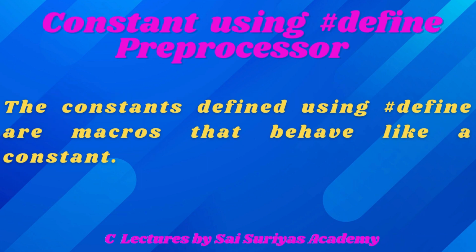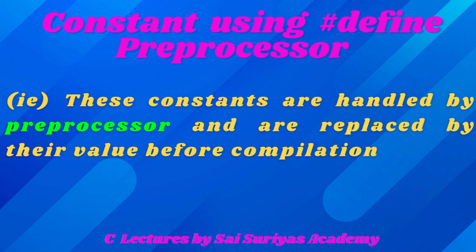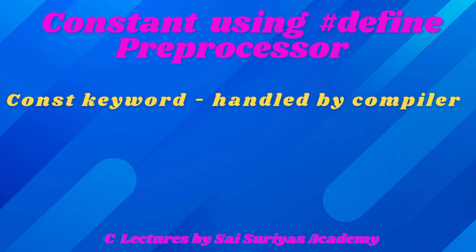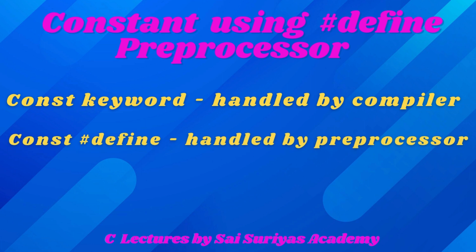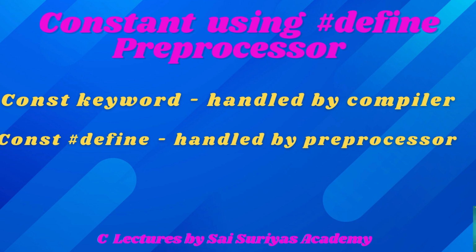Then constants can be defined using the hash define preprocessor. This is one more type. The constants defined using hash define, or macros, behave like constants. These constants are also handled by the preprocessor and are replaced by their value before compilation. In the previous type, when we use the const keyword, these constants are handled by the compiler. Now when we use the hash define preprocessor, these constants are handled by the preprocessor and are replaced by the value before compilation.